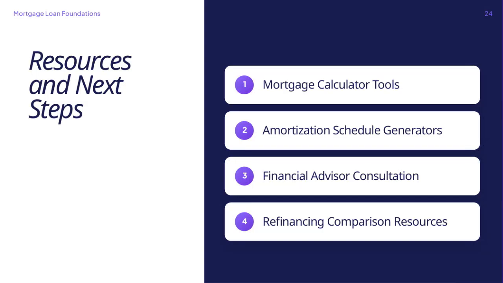Now that we've covered all the essential information, let's look at some valuable resources and next steps to help you move forward with your mortgage journey. First, mortgage calculator tools are great for quickly estimating your monthly payments and understanding how different variables affect your loan. Next, amortization schedule generators can provide a detailed breakdown of your payments over time, showing exactly how much goes toward interest and principal each month.